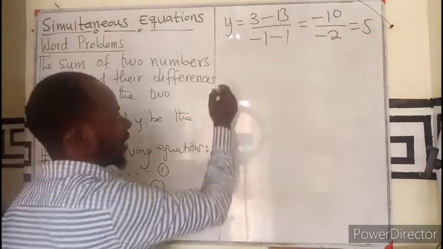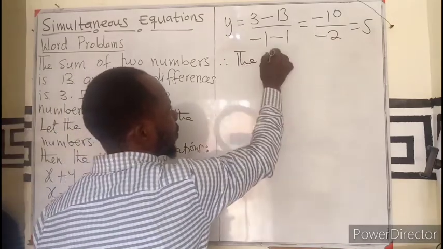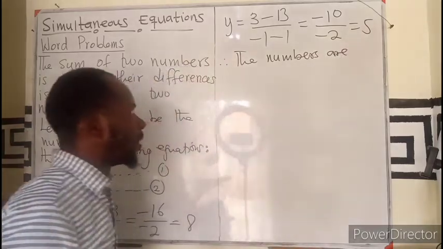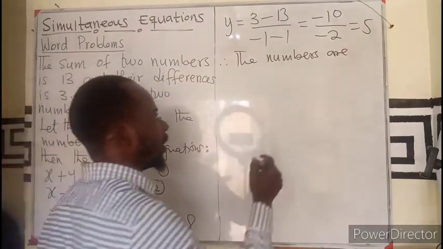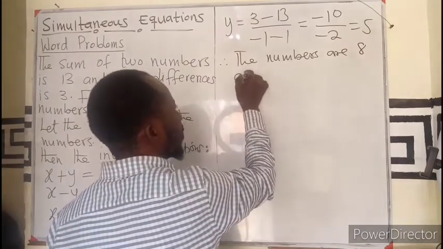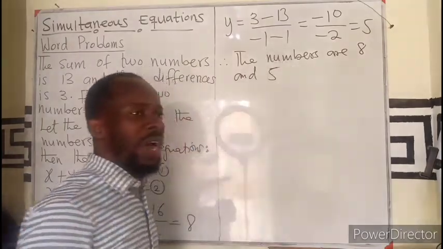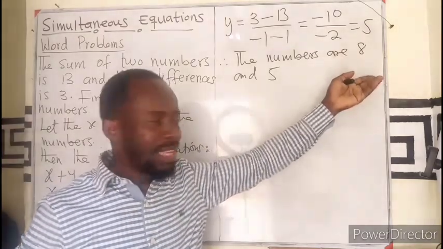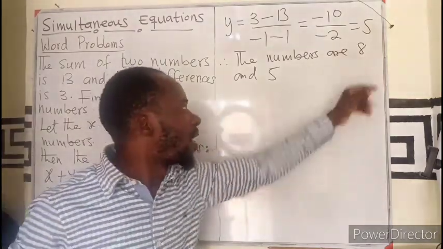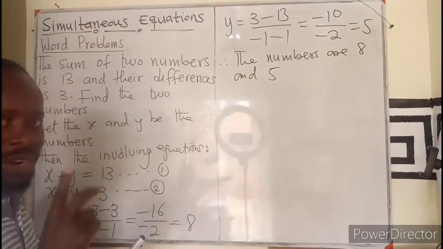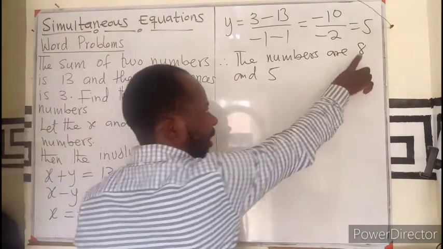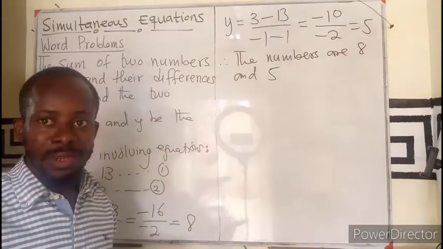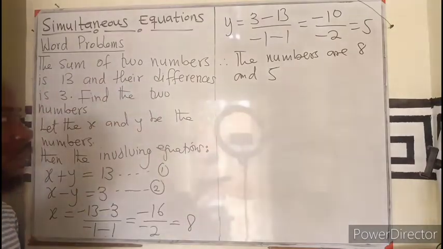Therefore the numbers are: if x is the first number it will be 8, and y, the second number, is 5. You can agree that the sum, 5 plus 8, gives us 13. Then the difference, first minus second, 8 minus 5, gives us 3. So this is one way of solving it.